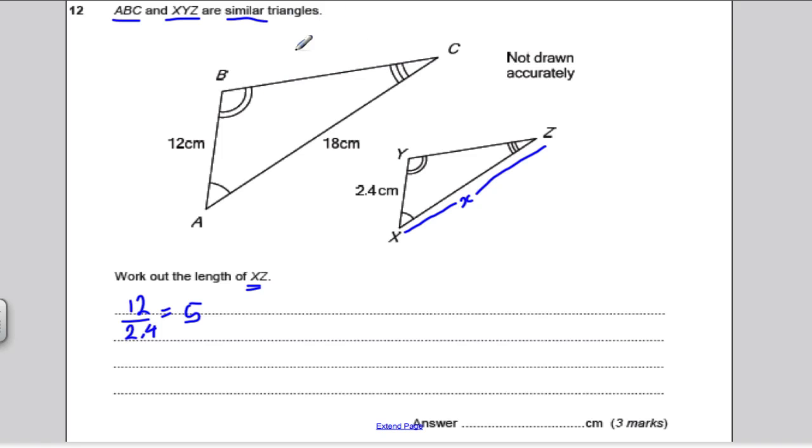Going backwards, if I've got a length here, if I divide by 5, I get the length in the smaller triangle. So if I want this length here, I do 18 divided by 5, and I get myself 3.6. So x is 3.6 centimetres.